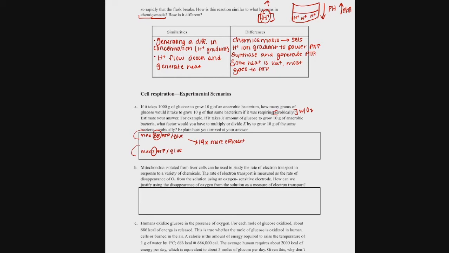So if there's 1,000 grams of glucose, we can divide it by this number 19 and then get approximately 50 grams of glucose. And this is just saying that there are 50 grams of glucose required if respiration is aerobic. Does this make sense?